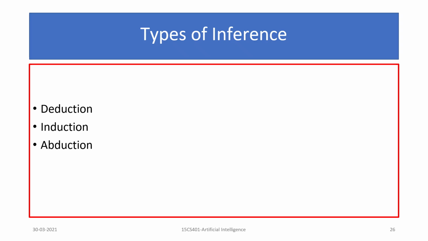There are different types of inferences. First of all, we should know about inference. Inference is the process of deriving new knowledge or conclusions from the existing facts and rules. There are three different types of inferences: one is deduction, second is induction, third is abduction. Let me see them one by one.